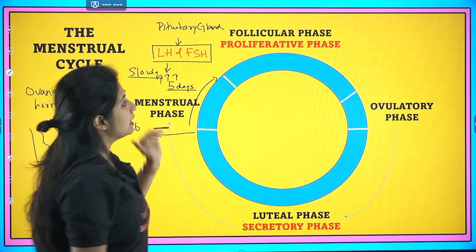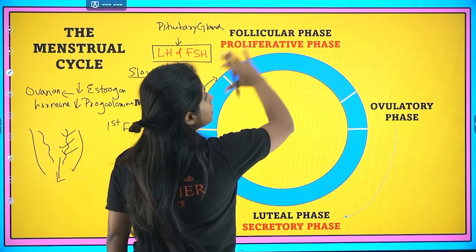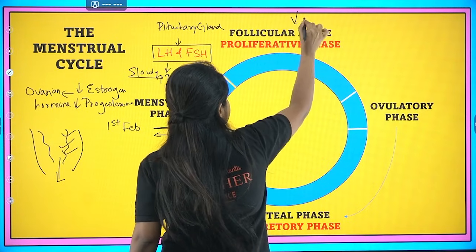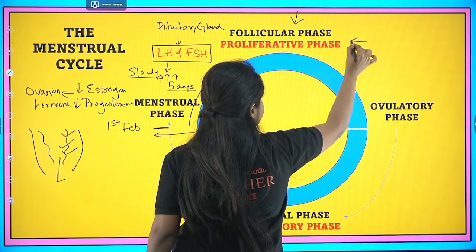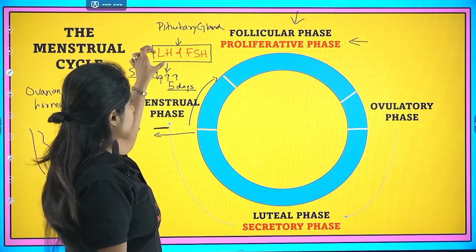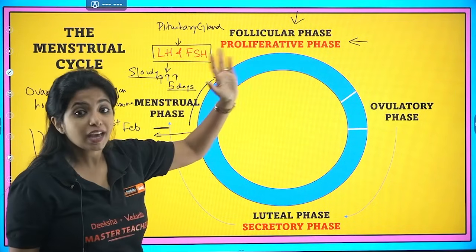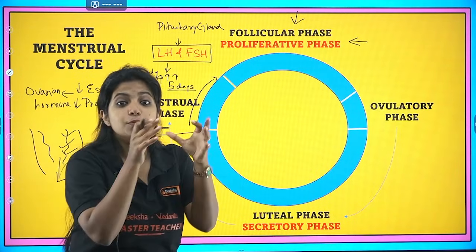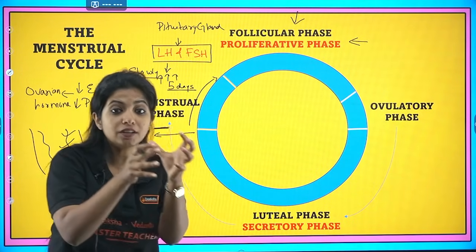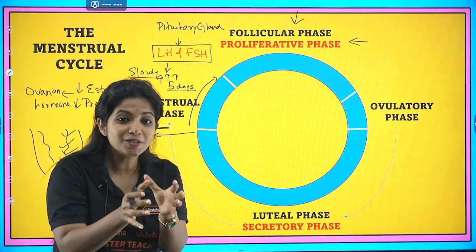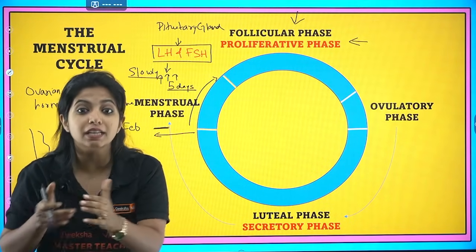Now later, after that, you enter the next phase, which is known as the follicular phase, or also the proliferative phase. Why do you call these phases like this? Listen. Under the influence of LH and FSH, FSH standing for follicle stimulating hormone, the primary follicles are now going to turn into secondary follicles. Secondary follicles are going to turn into tertiary follicles. Tertiary ones are going to turn into Graafian follicle.